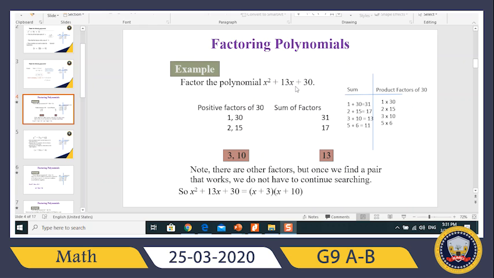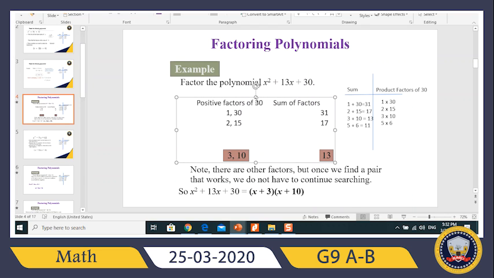Then as long as I see this form, x squared plus 13x plus 30, I will immediately open two brackets. Then I will write in the first term of each bracket, x and x. Then, as I told you yesterday, we will skip the middle term, the second term, and go for the last term, which is plus 30.